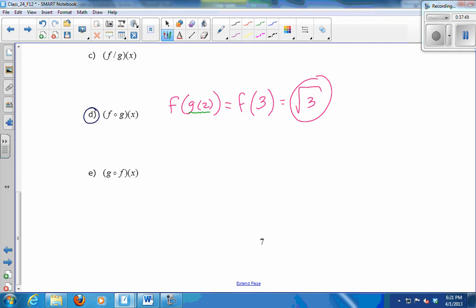Okay, so when I do the two machines in a row, when I plug in an x, I get f of g of x. Replace g of x with its formula, which is 2x minus 1. Apply the rule f to the function 2x minus 1, and f square roots things, so this is the square root of 2x minus 1.